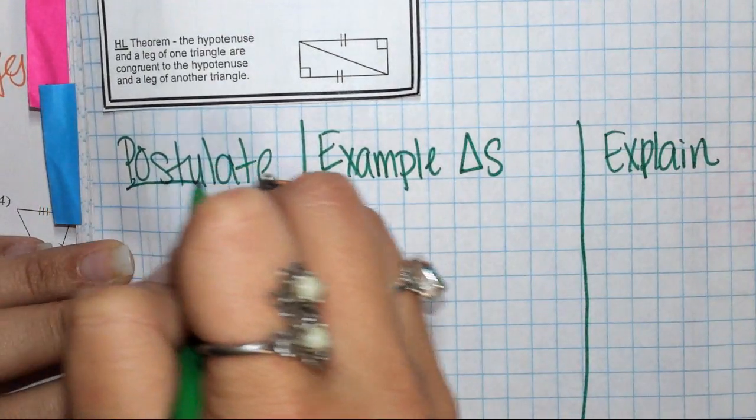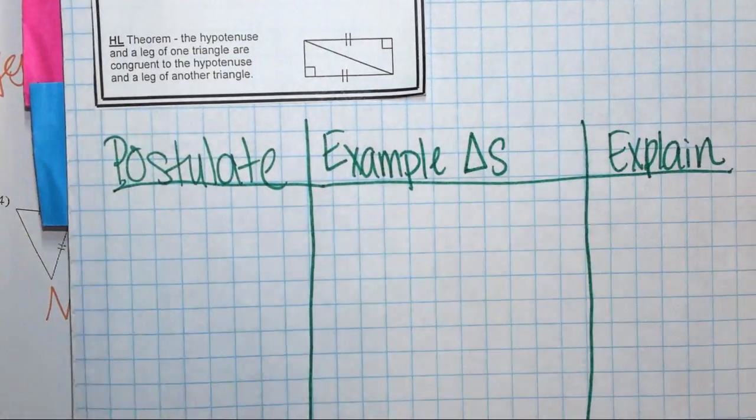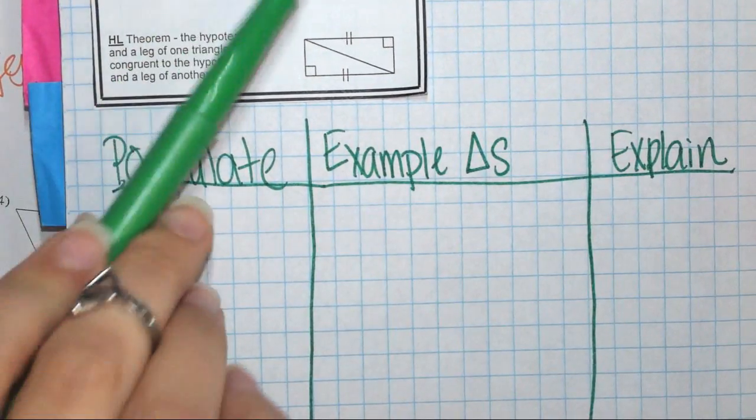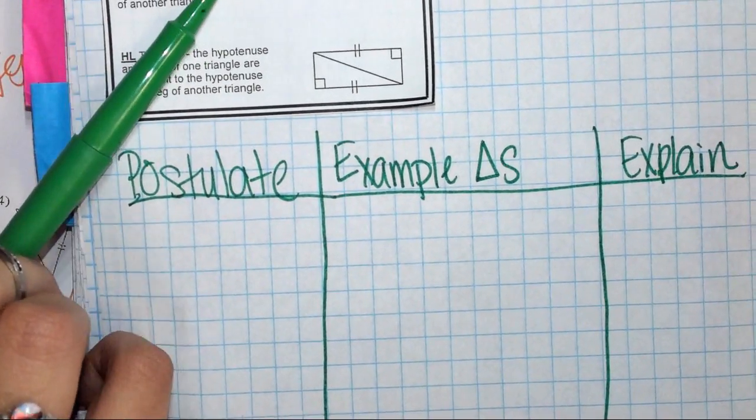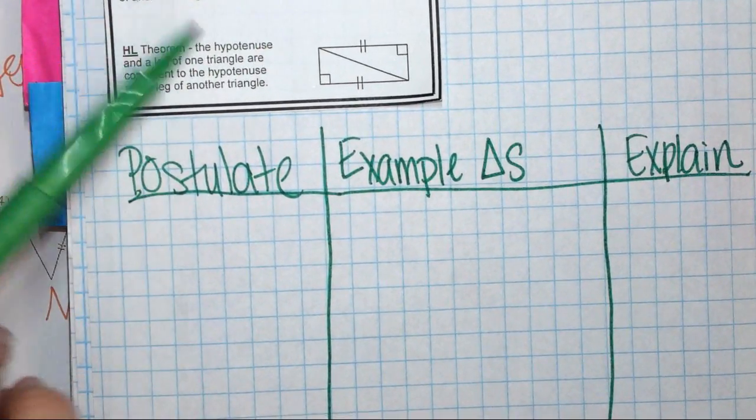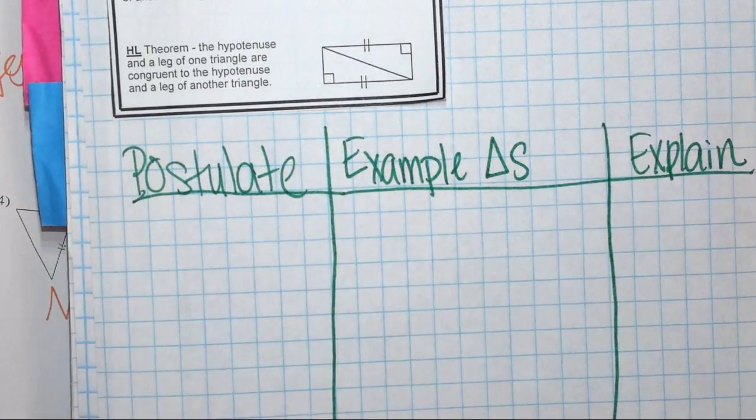So what you are going to do is come up with an example for each of the postulates. It cannot be the one up here, and it cannot be the one in the other foldable. So you have to come up with one for each of the postulates and explain why it satisfies that postulate. Does everybody understand?